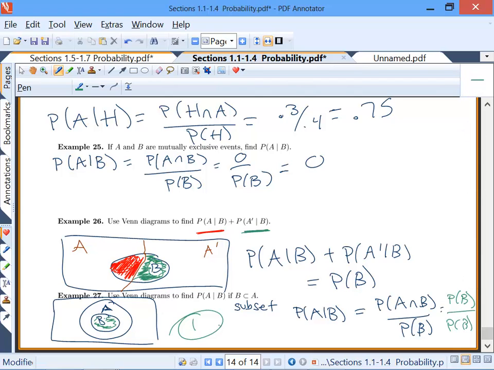Now, these are kind of interesting formulas. We're going about it more just to get you used to looking at the Venn diagrams and to get some practice playing with them. These aren't necessarily formulas that you have to memorize.